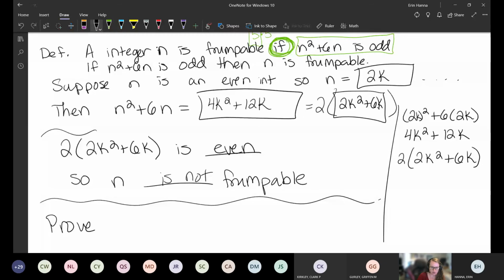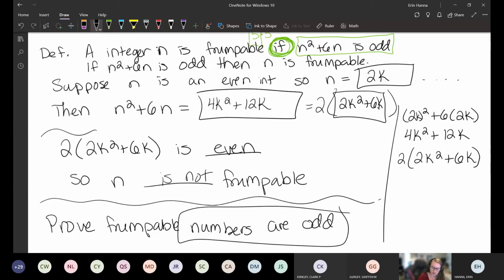So prove frumpable numbers are odd. You want to show that they're odd, but they start that by assuming that it's even. So they're doing this by a proof by contradiction. They just didn't state it as such. Since they have that n is even and it turns out to be not frumpable, then it must be the case that frumpable numbers are odd. So this was actually a proof by contradiction. I'm sorry, I did that very poorly because I wasn't exactly seeing where they were going right away. But I'm glad it makes sense to the person who asked, so that's good.